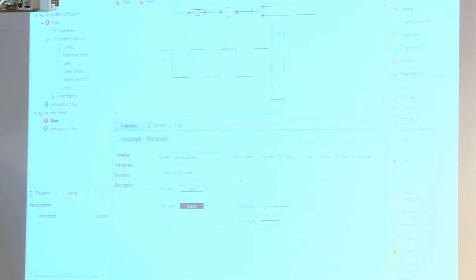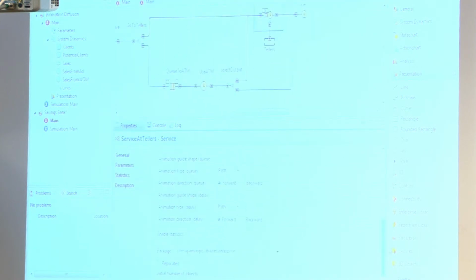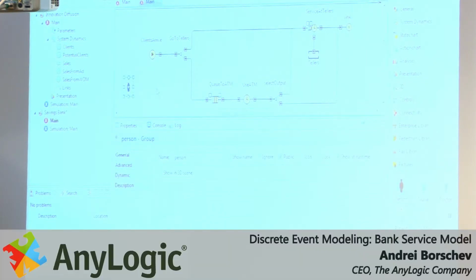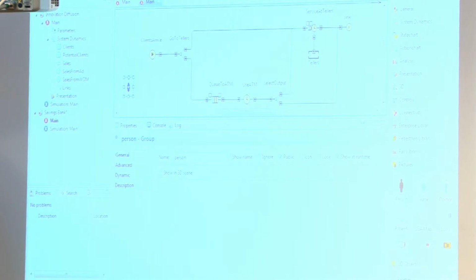Q. And that'll be rectangle service. So I'll say that my queue of people waiting to be serviced will be animated as polyline queue, and people who are being serviced, rectangle service. And let's say my people will be animated as person. So I dropped some standard icon from this pictures palette. I'll say the clients who arrive at the bank will be animated as person.